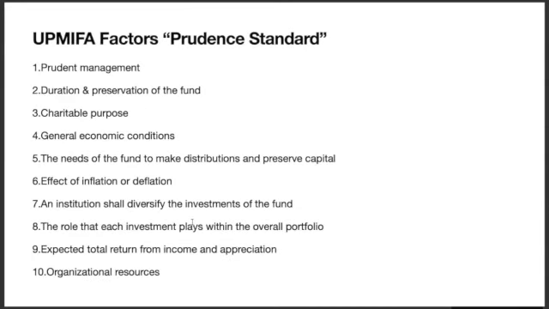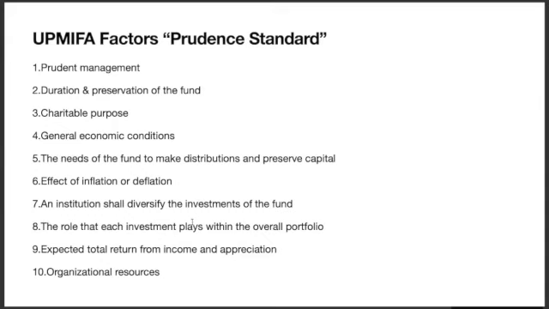So there are a couple factors outlined in the UPMIFA law language, but these are, I would say, probably the most important ones. And when making decisions regarding your endowment fund, the organization is required by law to take into account the following factors. So we have prudent management, duration and preservation of the fund, charitable purpose, general economic conditions, the need of the fund to make distributions and preserve capital, the effects of inflation or deflation, diversification, the role each investment plays in the overall portfolio, total expected return, and the organizational resources.